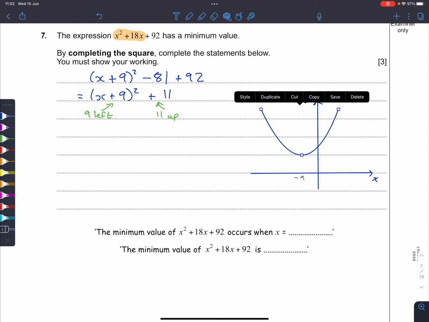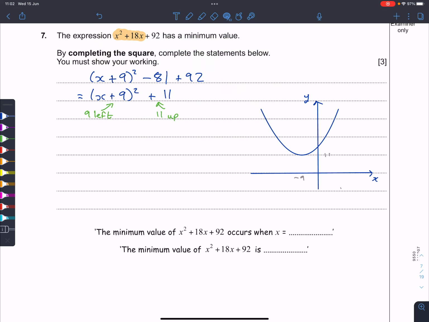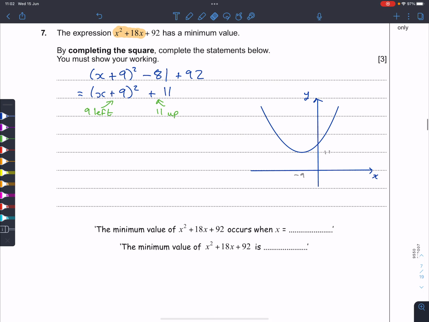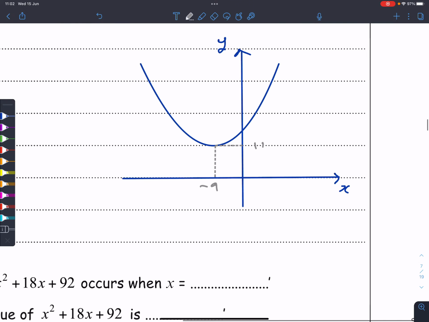So let's take it to there. That means that point there is going to be 11. Let me just mark this in. So you get the negative 9 there, and 11 there.